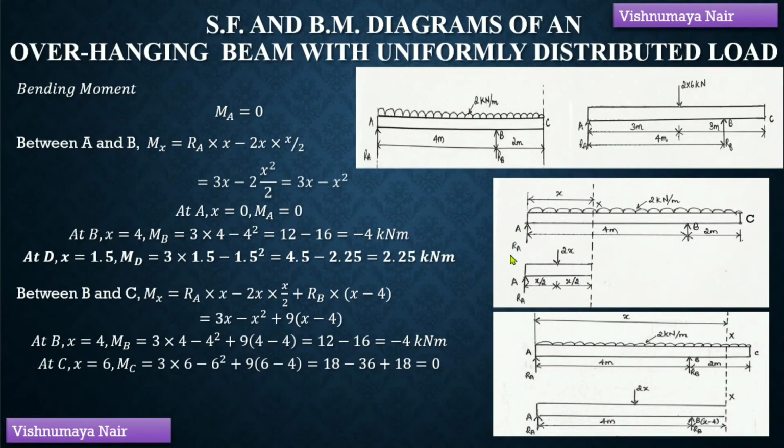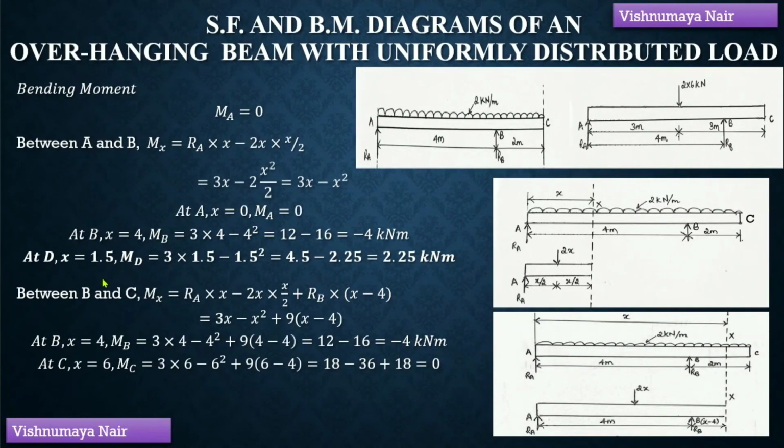Now, at this end A, x equal to 0, right? So, MA will be equal to 0. Now, at the point B, x equal to 4. So, MB will be equal to 3 into 4 minus 4 square, which is equal to 12 minus 16, which is equal to minus 4 kilonewton meter. So, at this point B, bending moment is equal to minus 4 kilonewton meter.